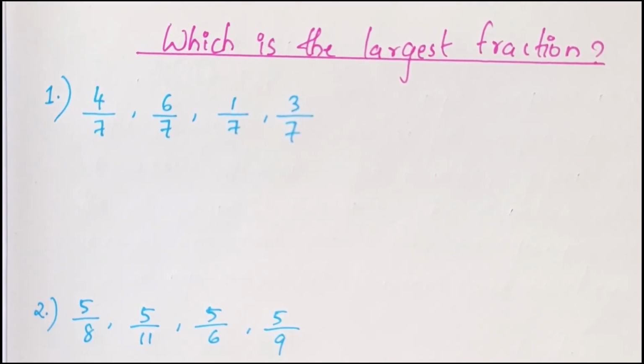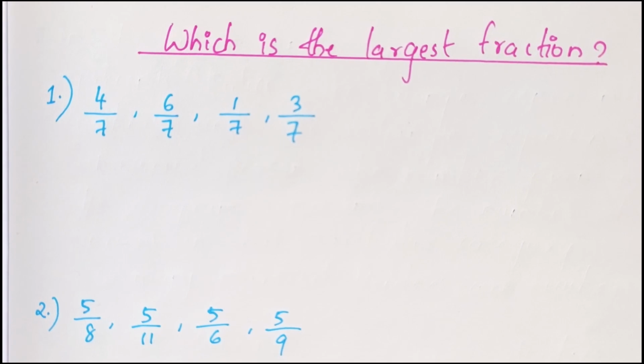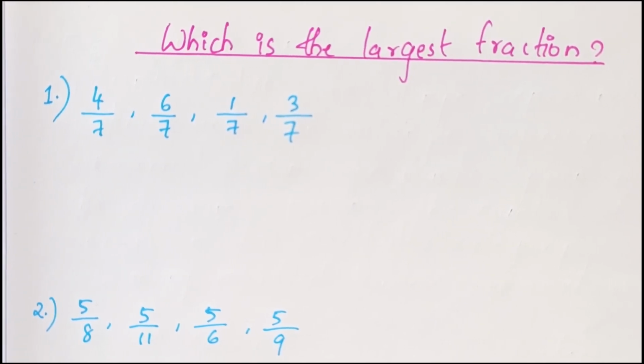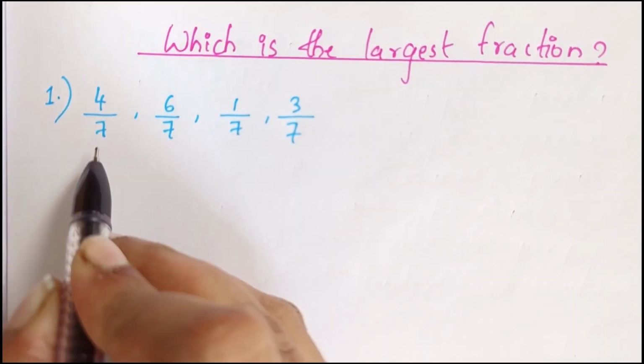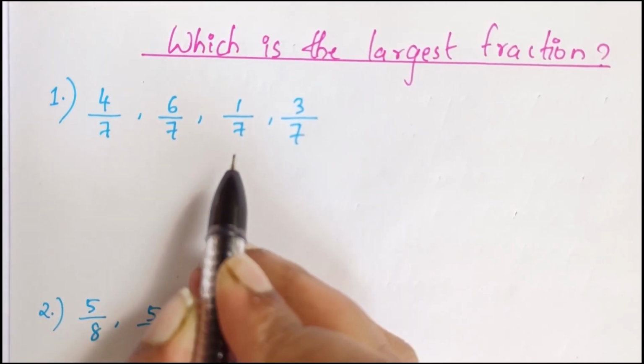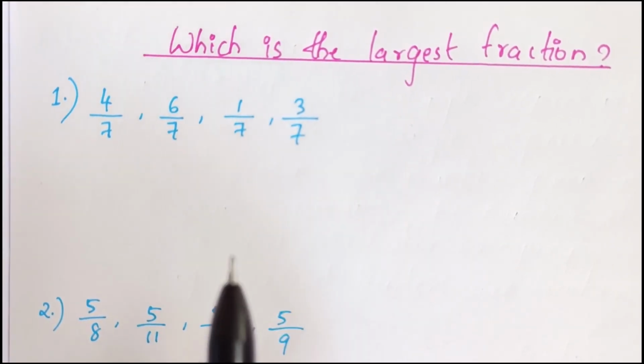So today we are going to discuss how we can find the largest fraction, that is, within seconds we can find which is the largest fraction among a group of fractions. So first question is 4 by 7, 6 by 7, 1 by 7 and 3 by 7.